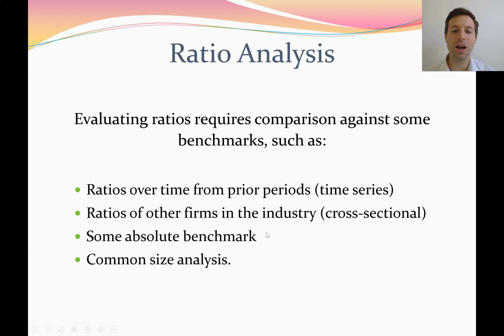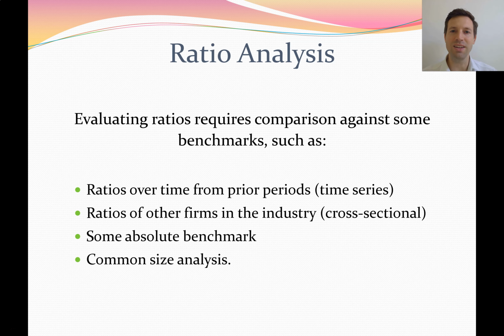There are sometimes absolute benchmarks in performance, and these are often there if there's regulation involved. Regulators, especially in the banking industry, have strong regulation about how much risk a bank can take on. Essentially their debt to equity ratio or their capital requirements are in regulation. So there are sometimes ratios that must be below a certain level or above a certain level if the regulators require that.